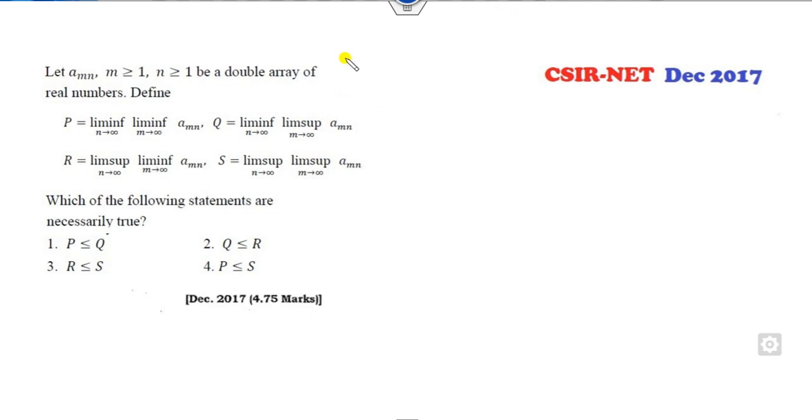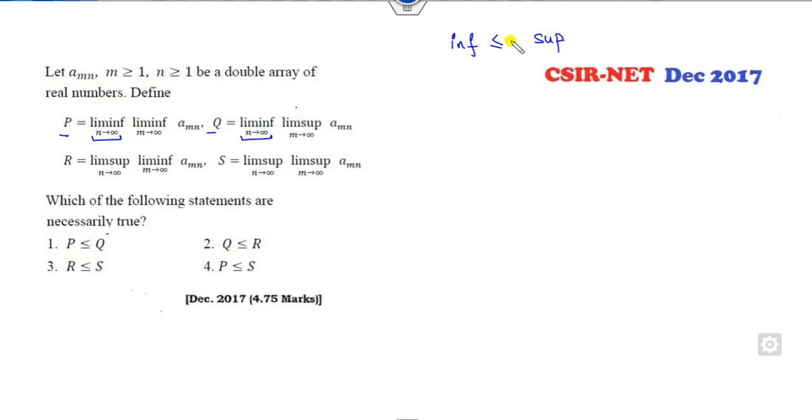Look at this another one. What is given to you? M and N are double arrays of real numbers. Firstly check P is less than Q. P and Q, look at that. It's an infimum. We all know the infimum is always less than the supremum.